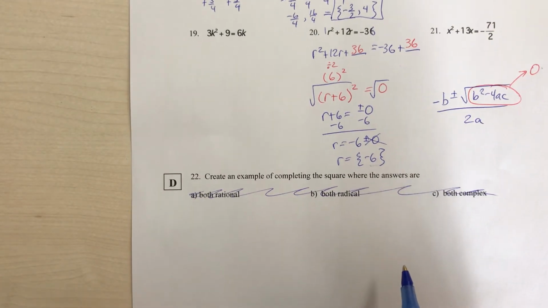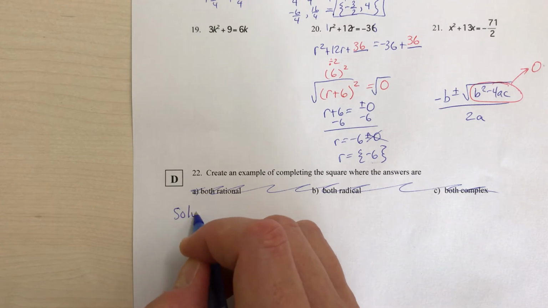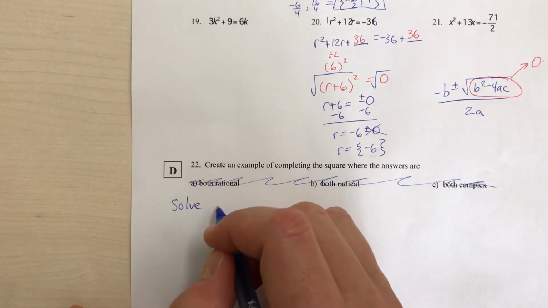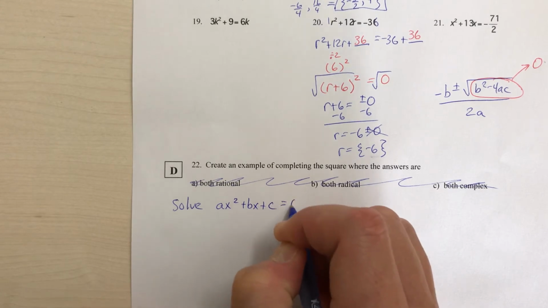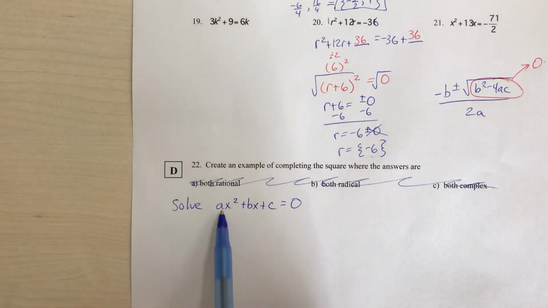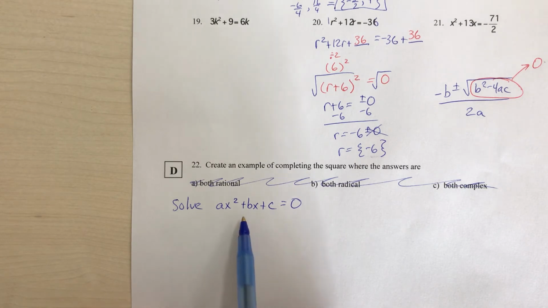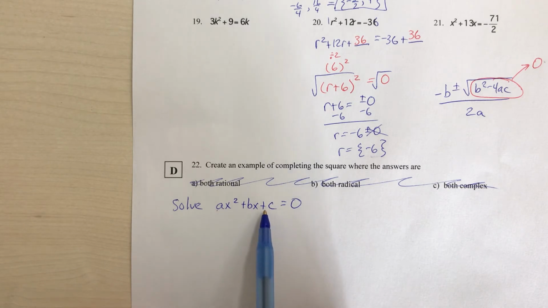And I'm going to do one more problem that I'm writing down here. Solve ax squared plus bx plus c is equal to 0. Now this represents any quadratic equation. Any quadratic is going to be in this form. A, b, and c are real numbers.